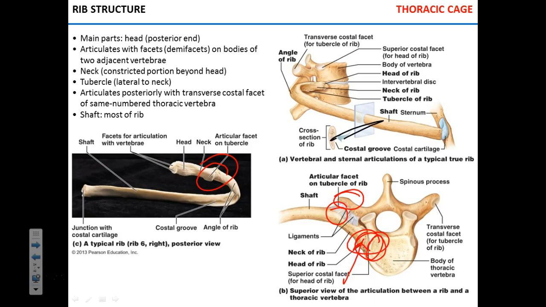Okay? The biggest part of the rib is called the rib shaft. Again, head, narrow neck, tubercle, shaft. Okay? Make sense?